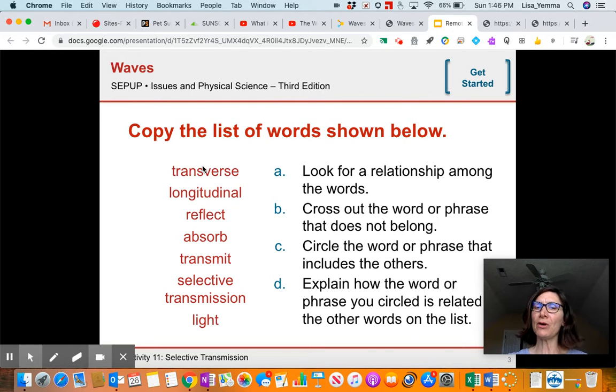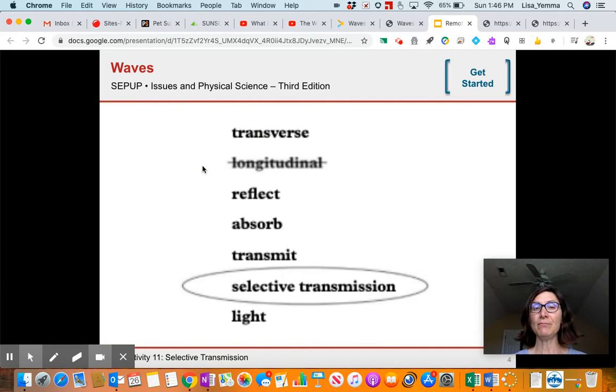And then in your notebook, how are the words or phrases you circled related to the other words? So what is the relationship between that main category and the other terms on here? When you're ready to start writing, hit pause and you can fill that out in your student notebook. And when you're ready to keep watching, go ahead and unpause.